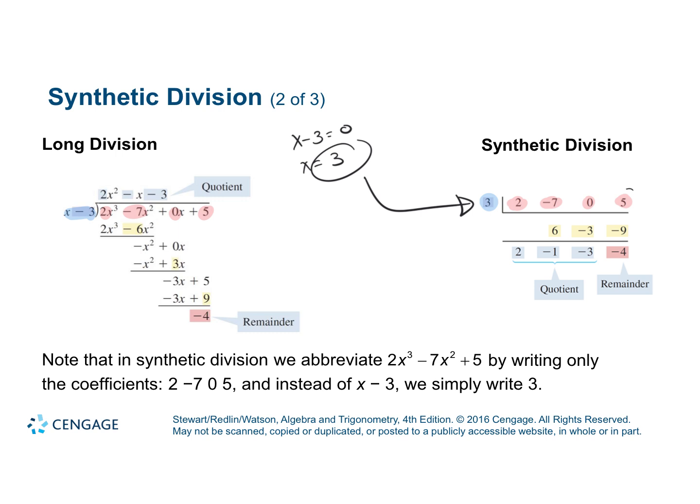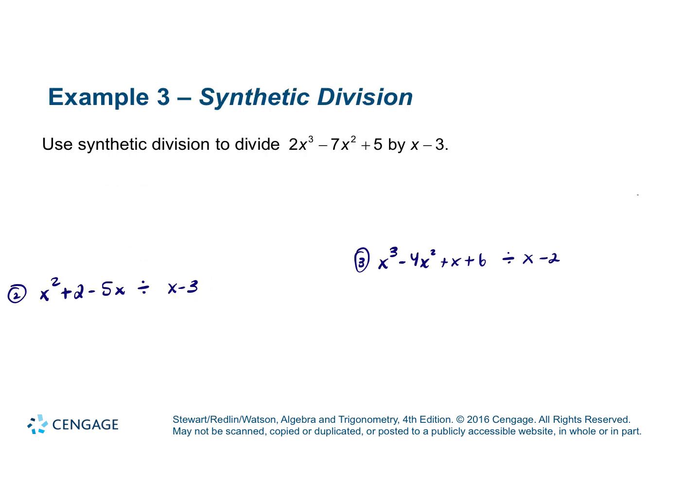So let's see what it's saying in the bottom. Note that in synthetic division, we abbreviate the equation, the 2x cubed minus 7x squared plus 5, by writing only the coefficients, 2, negative 7, 0, and 5. And instead of x minus 3, we simplify and write 3. So what I just mentioned. So they want us to use synthetic division to divide the 2x cubed minus 7x squared plus 5 by x minus 3.